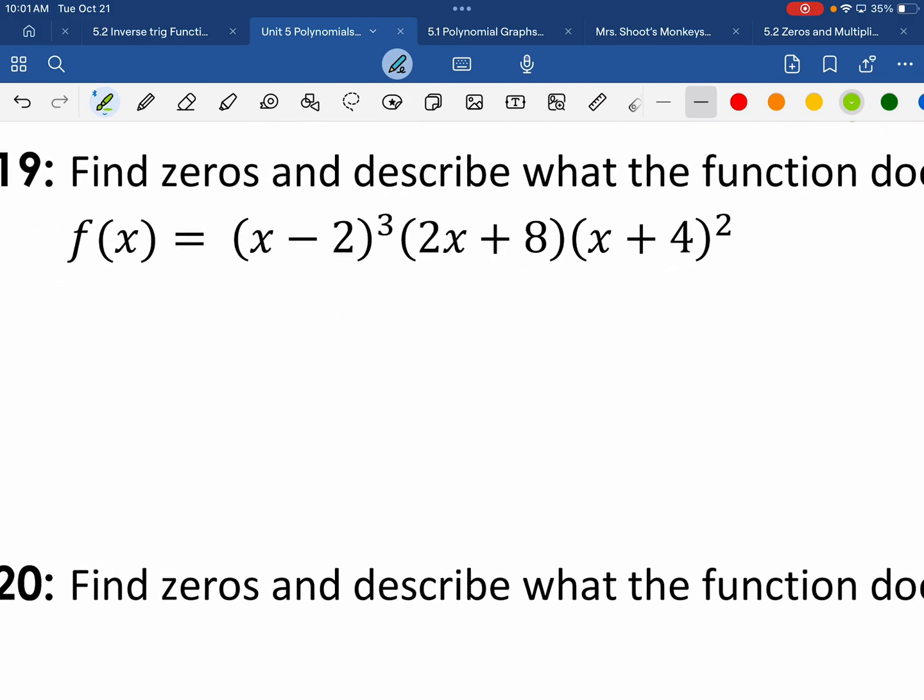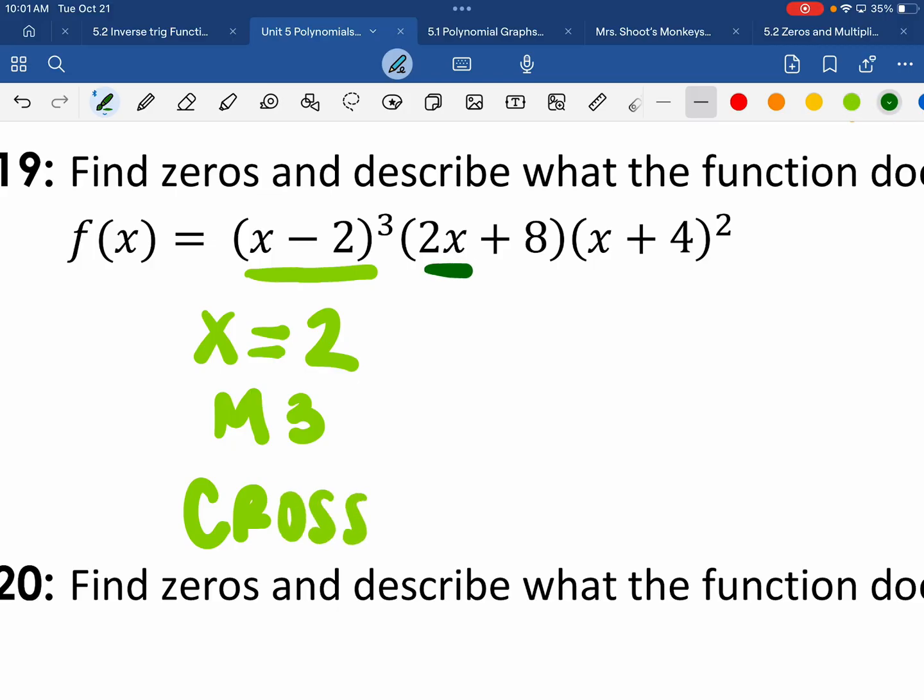All right. On this one, a lot of you can probably start doing stuff in your head, so you don't always have to write down x minus 2 equals 0. You can do it in your head and just tell me where you are going to cross the x-axis. 2. At 2. What would your multiplicity be? 3. And are you going to bounce or cross? Cross.